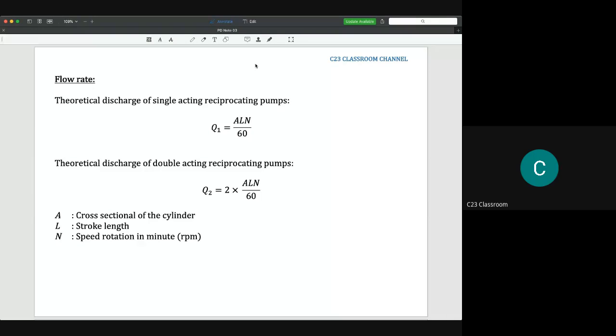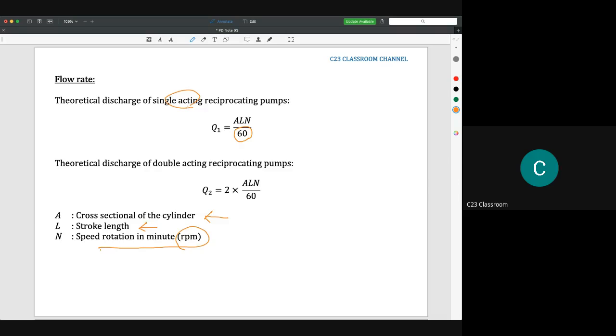So from the previous lecture, I already introduced how to calculate the flow rate for a piston pump. The equation is Q equals A times L times N over 60, where A is the cross-sectional area, L is the stroke length, and N is the speed of rotation in RPM. That's why we need to divide by 60. And this is for single acting.